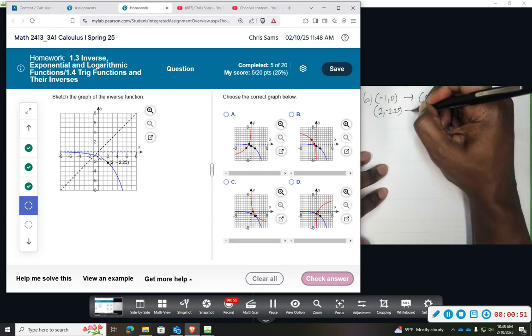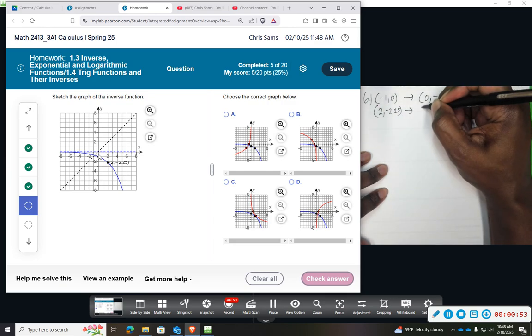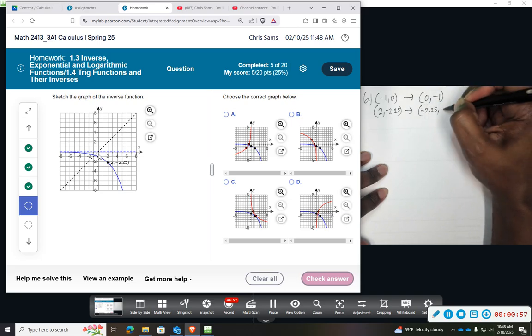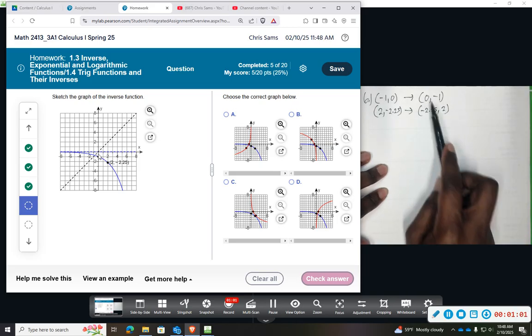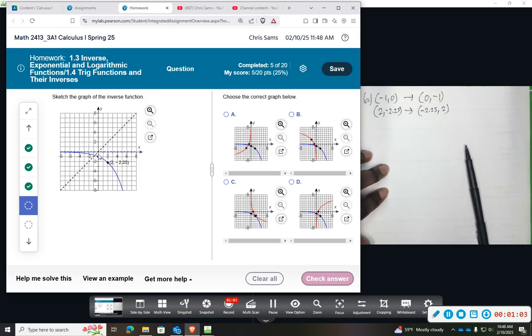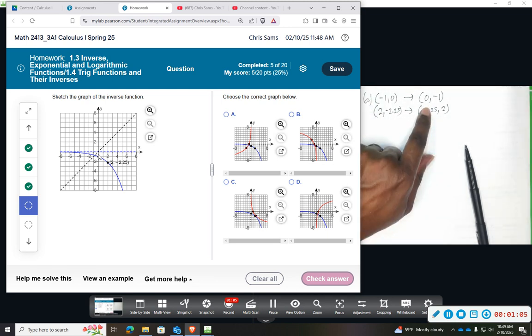Okay, so the inverse should have, if we reverse that order, -2.25 and 2. So we're going to look at and see which graph has these 2 points, because they should be on the inverse of the original function, and then we'll go from there.